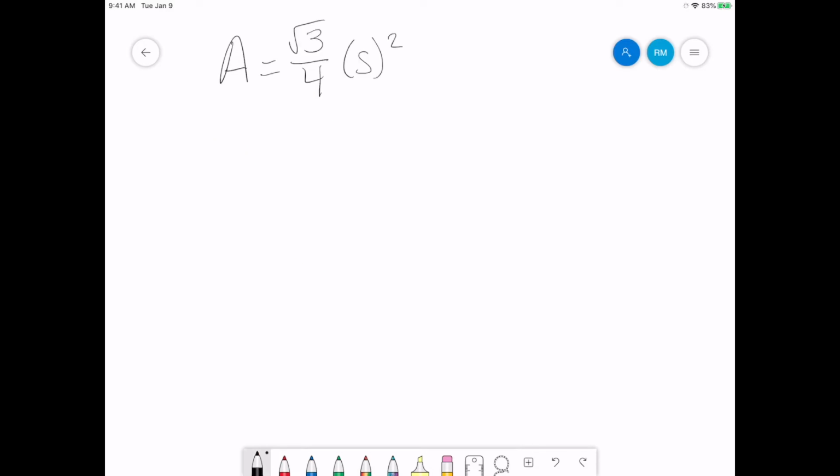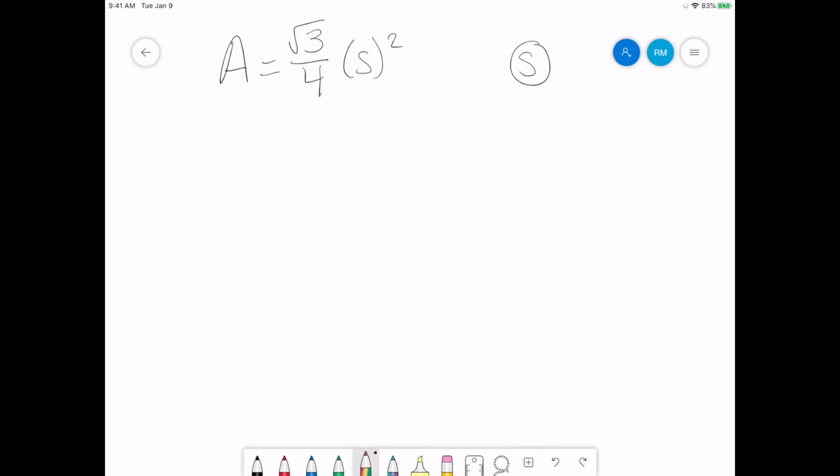Alright, this equation says the area of an equilateral triangle is given by the formula a equals the square root of 3 over 4 times s squared. Which formula represents the length of an equilateral triangle side, s, in terms of the triangle's area a? So all that means is solve for s. So I'm going to solve this equation for s.